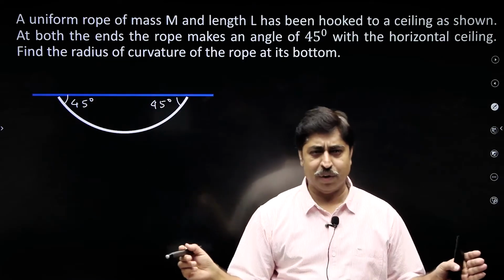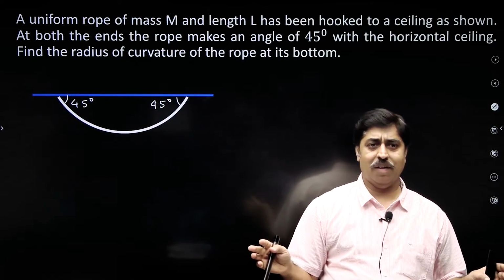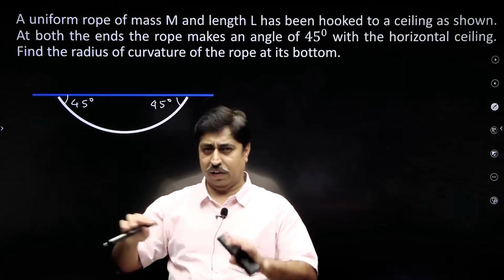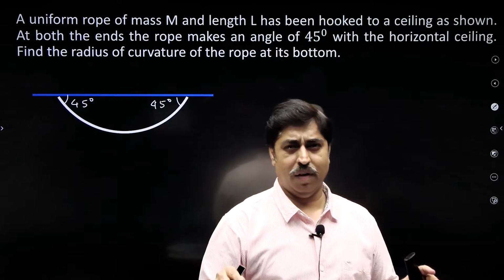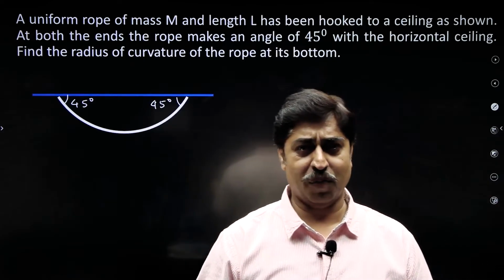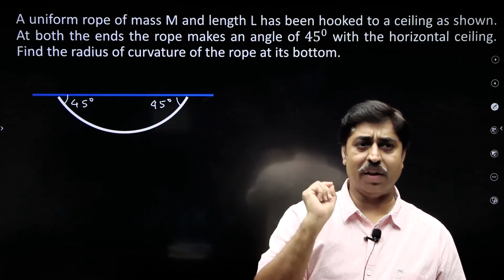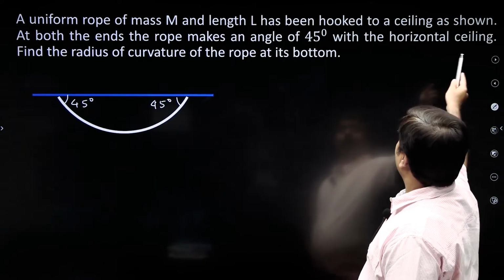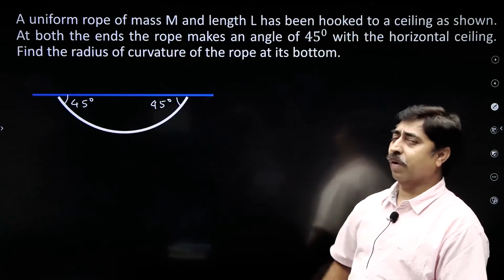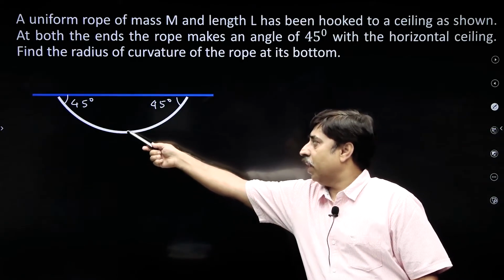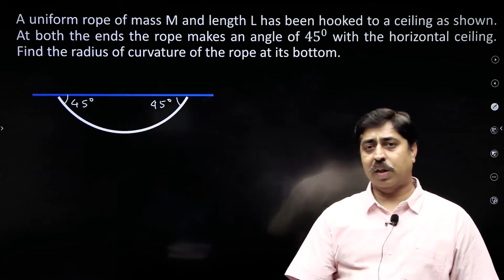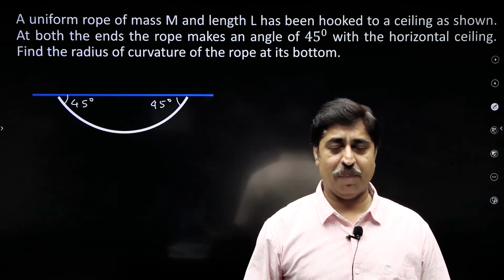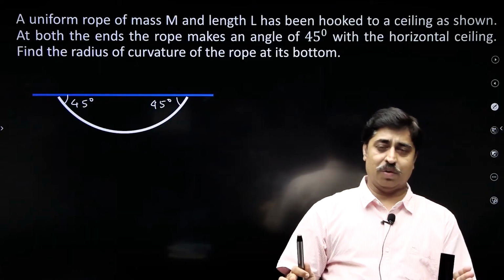This is a system which most of you have seen. You have calculated tension here and tension at this point. That kind of problem, literally every book has that kind of problem, and you all must have seen this problem. But what I am asking is very different. Find the radius of curvature of the rope at its bottom. At this particular point, what is the radius of curvature of this curved shape of the rope? That is today's question.